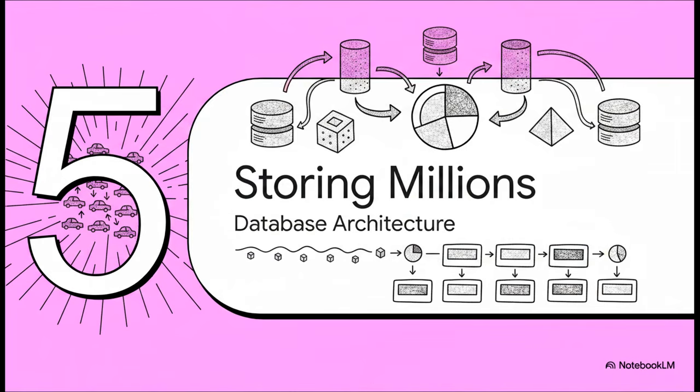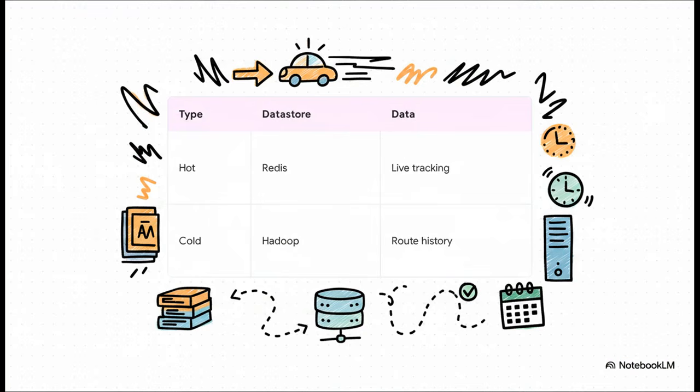All right, Section 5, storing millions of trips, the database architecture. Now, what's really interesting here is how they manage all this information. A super common mistake in system design is just assuming one database can do everything. But at this insane scale, no way. You have to strictly separate your workloads into hot data and cold data.